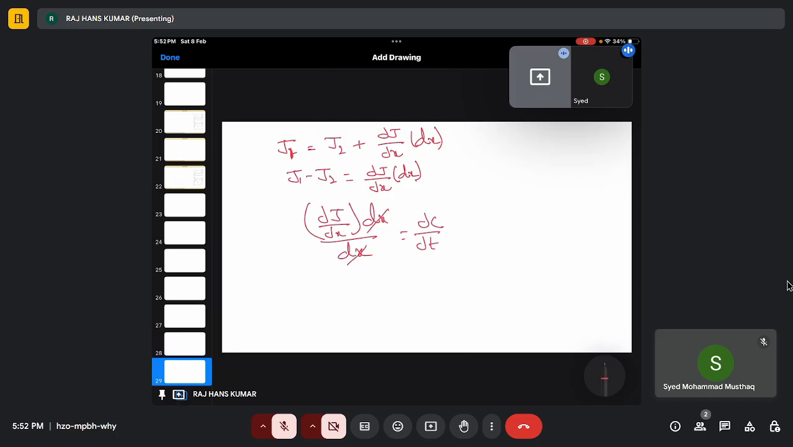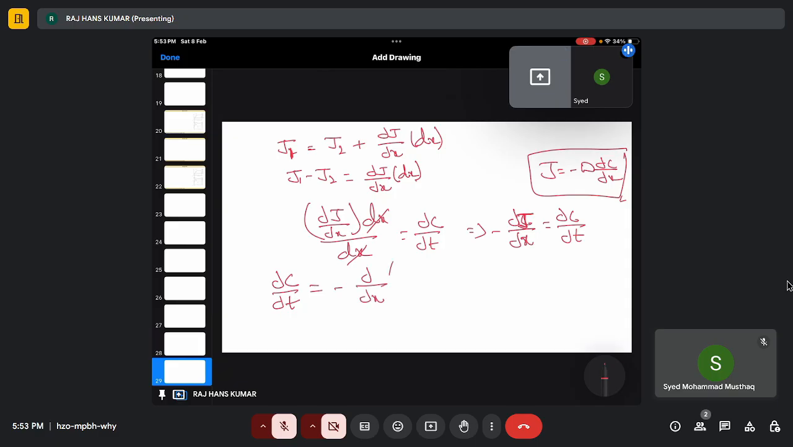This dx will get cancelled. So dou J upon dou x will be equal to minus dou c upon dou t. Right now, dou c upon dou t will be equal to, this is J. We know from Fick's first law, J equals minus D dou c by dou x. Right now, substituting that here, minus differential of x with respect to x, minus dou by dou x of D dou c by dou x.